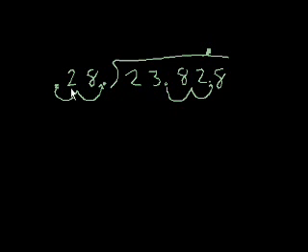So we say, how many times does 28 go into 2? Well, no times. The 2 is smaller than 28. How many times does 28 go into 23? Once again, it goes into it 0 times, because 23 is smaller than 28. How many times does 28 go into 238? So let's think about that.